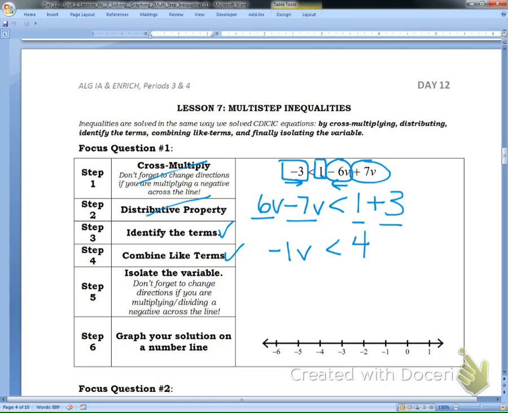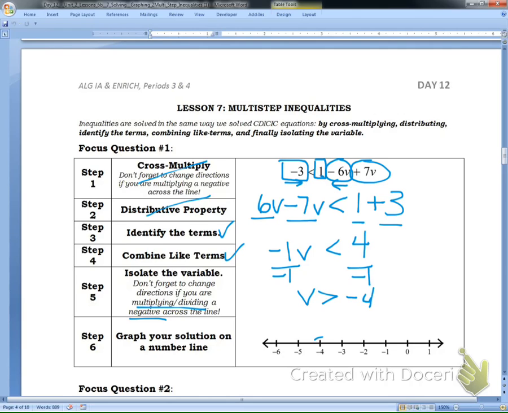But remember, if you multiply or divide by a negative, then you do need to change the inequality. Well, let's look at our coefficient. It is negative 1. It's beside our variable, so we have to divide by negative 1. And because it is negative, I need to change the direction of my inequality. So v is greater than 4 over negative 1. A positive divided by a negative is a negative 4. And you're ready to graph it.